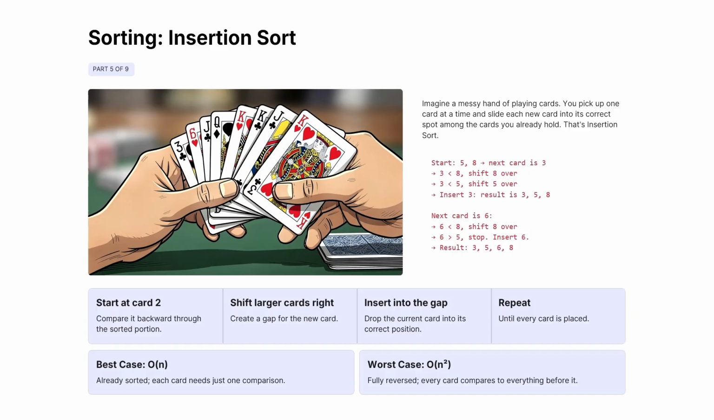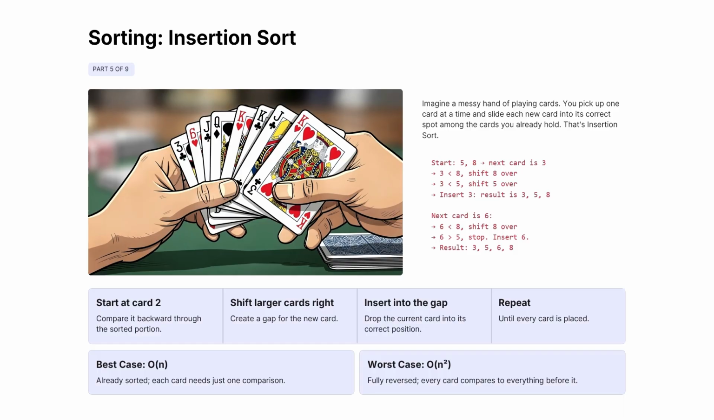Then grab the next card. If the next card is 6, compare 6 to 8, shift 8 over. Compare 6 to 5, stop, because 6 belongs after 5. Insert 6. Now you have 3, 5, 6, 8. You repeat this until every card is placed correctly. Why it's called insertion sort? Because each new item is inserted into its proper position in the already sorted part of the list.